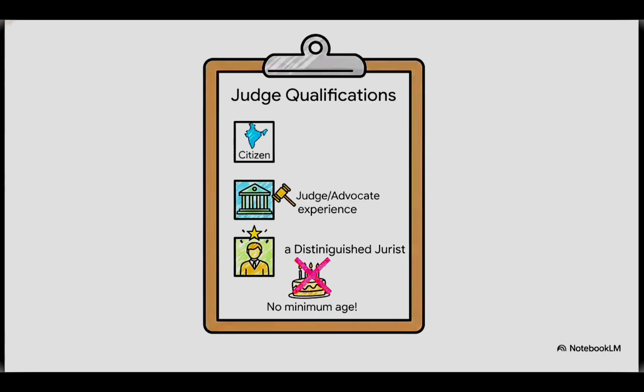The qualifications are strict, but they're pretty straightforward. First, you absolutely must be a citizen of India. Then, you need either 5 years of experience as a High Court judge or 10 years as a High Court advocate, or, and this is interesting, in the opinion of the president, you must be a distinguished jurist. But here's a totally surprising fact that catches almost everyone off guard. The Constitution actually does not prescribe a minimum age to become a Supreme Court judge.